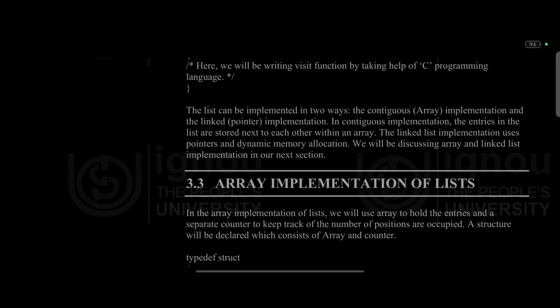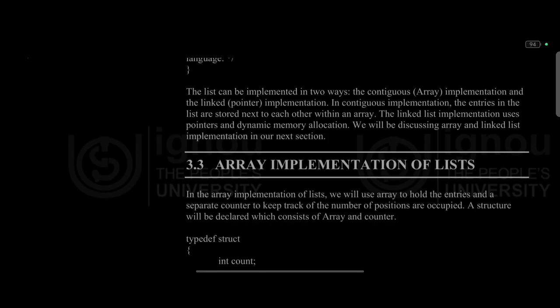The list can be implemented in two ways: the contiguous array implementation and the linked pointer implementation. In contiguous implementation, the entries in the list are stored next to each other within an array. The linked list implementation uses pointers and dynamic memory allocation. We will be discussing array and linked list implementation in our next section.